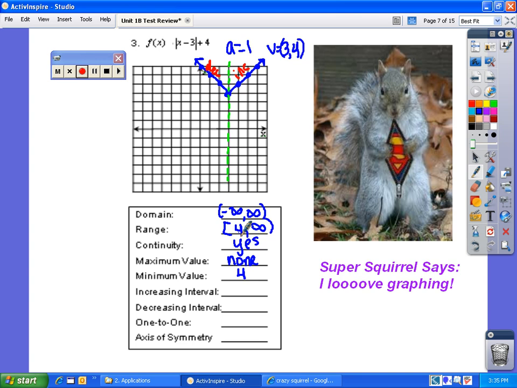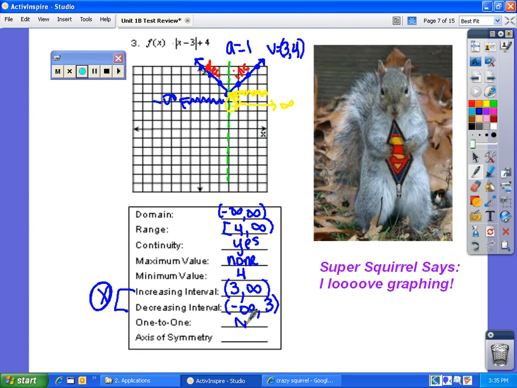Our increasing interval starts here. Remember, you're not starting at 4, you're actually starting and looking left to right, you're starting at 3. And you're going from 3 all the way out to infinity. So your increasing interval is from 3 to infinity. That means you must be looking on the other side to negative infinity for the decreasing interval. So that starts at negative infinity and stops at 3. Remember, this is x.